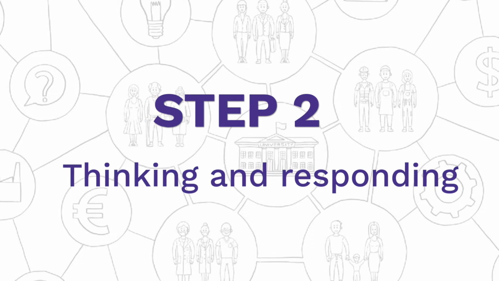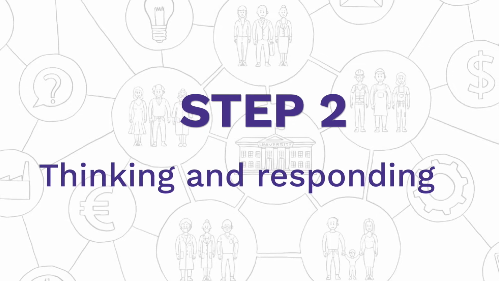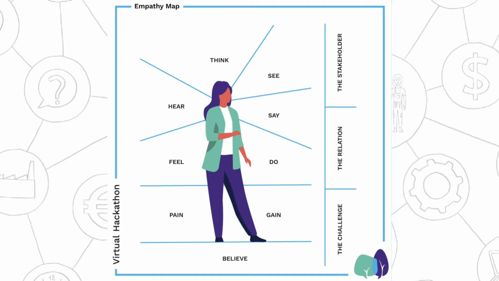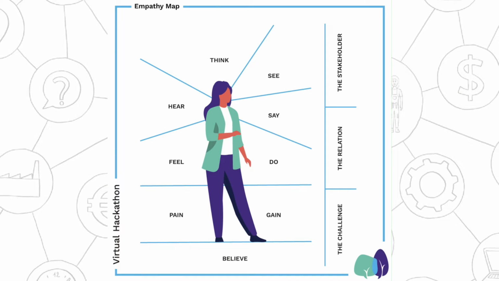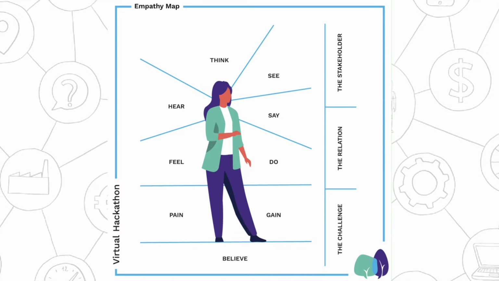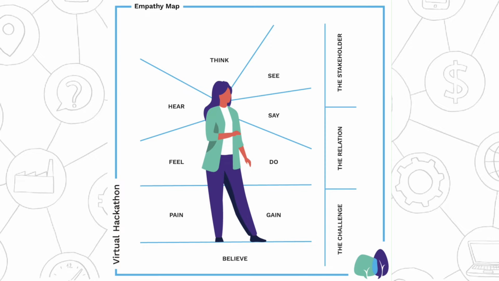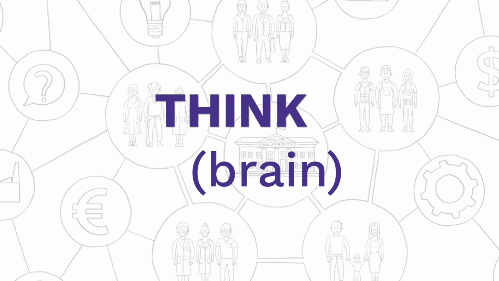Step 2. Thinking and responding. 10 minutes. Next, the group starts trying to fill out those 9 areas by responding on sticky cards to the questions linked to them. In the following paragraphs, you can find a list of questions that you can use as a guideline to find your answers.